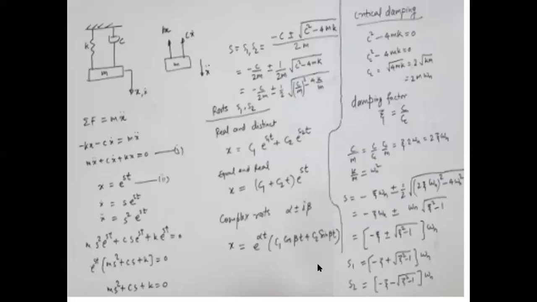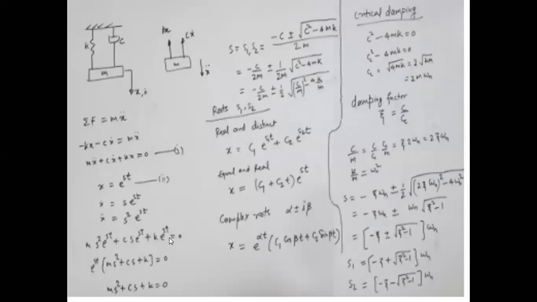If this is simplified, you will get S1 is equal to minus zeta plus under root zeta square minus 1 bracket complete omega n, and S2 only changes the negative sign. S2 is equal to minus zeta minus under root zeta square minus 1 bracket complete omega n.